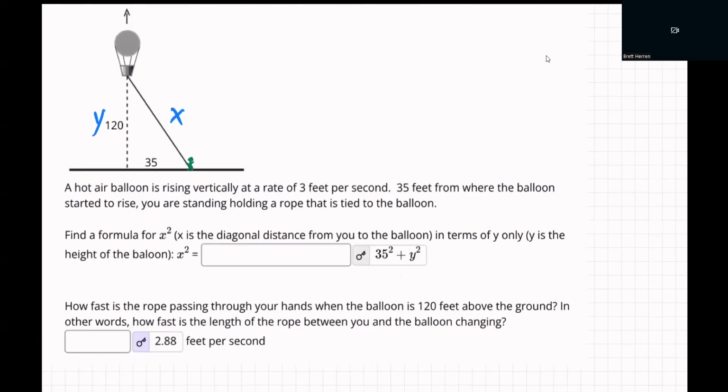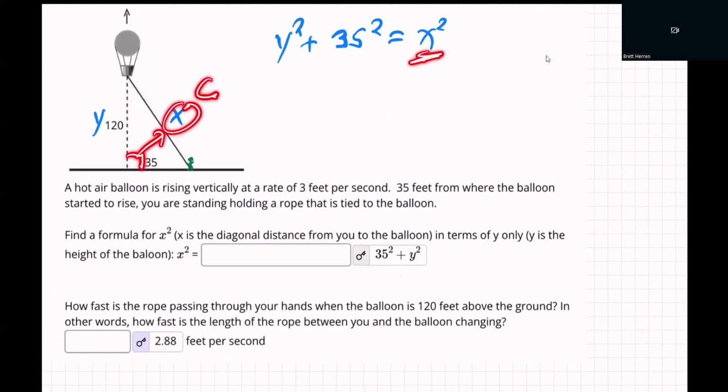So that equation, that's pretty easy, huh? It's just the Pythagorean theorem, isn't it? Okay, so that means y squared plus 35 squared is x squared, right? Because it's a squared plus b squared is c squared. Remember, the side across from the right angle has to be the c, the one that's alone. All right, so there we go. 35 squared plus y squared.